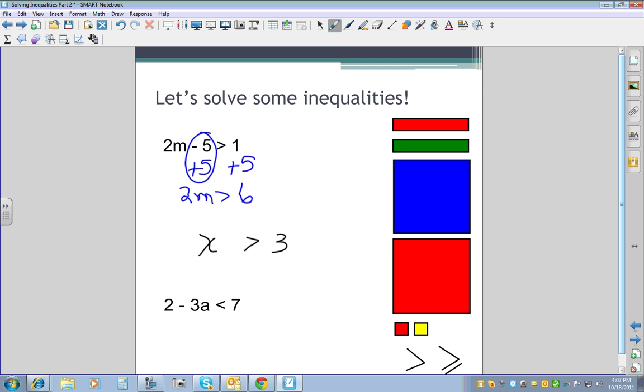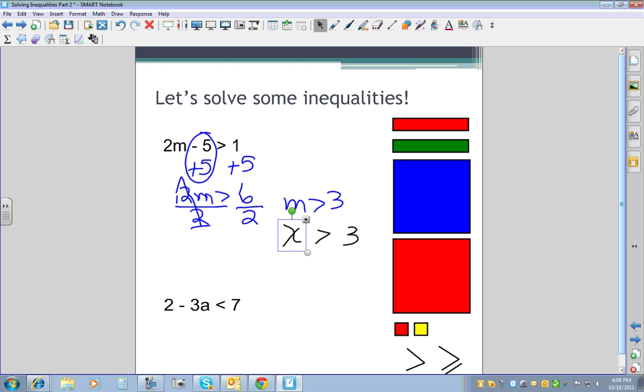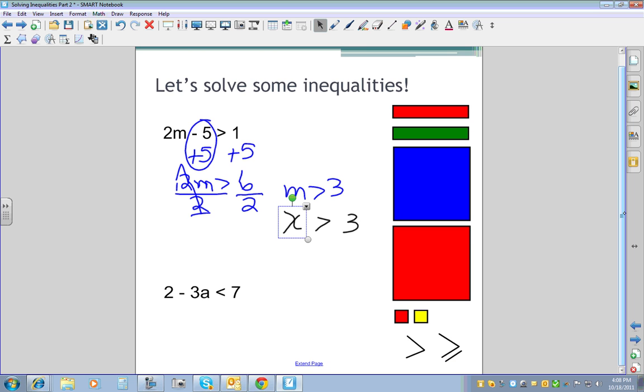The next step is to multiply or divide to get 1m. So to get 1m, we divide both sides by 2. That gives us 1m. Divide this side by 2, and m is greater than 3. Now, since we divided by a positive, we don't have to flip the symbol. So our final answer is m is greater than 3. Notice that it's the same as when we did our problem with our tiles. Okay? Pause the video again if you need some time to take some notes.